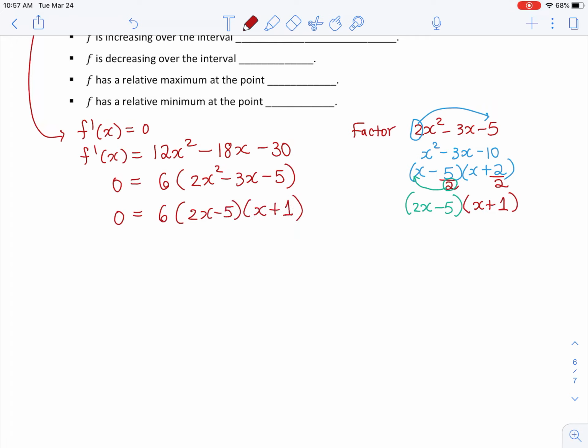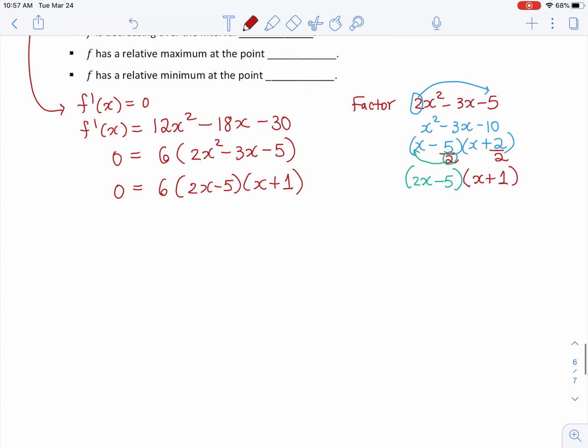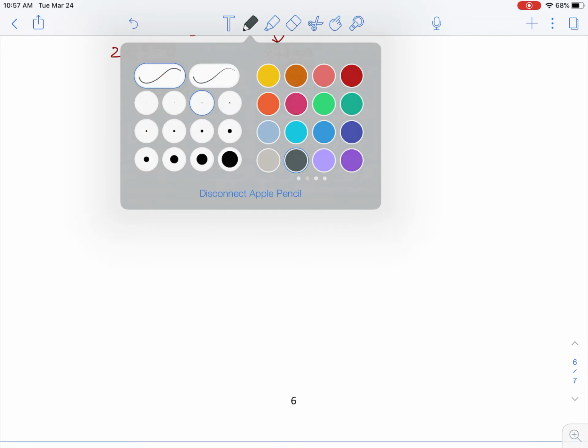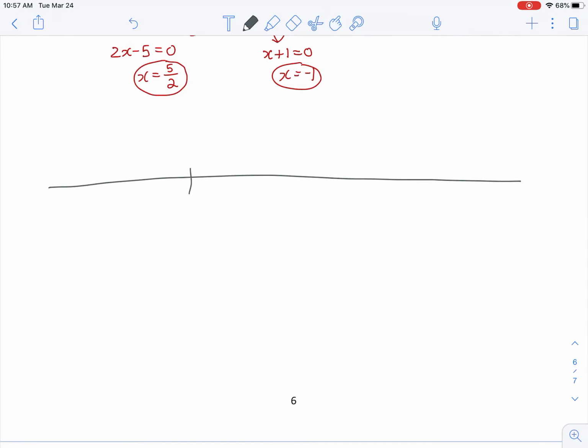Okay. So I got my derivative all factored out. We're ready to set these equal to 0. When does 2x minus 5 equal 0? When x is equal to 5 over 2, right? When does this equal 0? Well, that's going to be when x equals negative 1. So guess what? We have 2 critical values. We're going to have to create a number line with these 2 critical values. So the left one is negative 1 and the right one is 5 over 2.